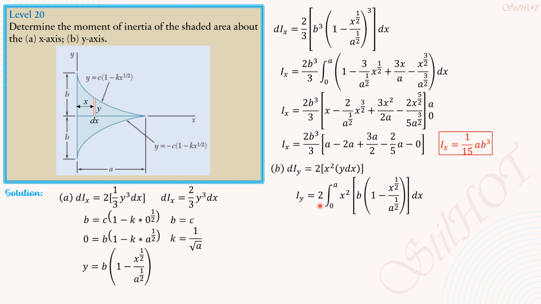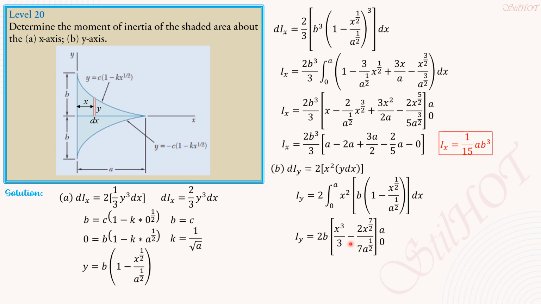So Iy is 2b, then the integral of x squared times 1 is x cubed over 3, then minus the integral of x to the 5/2, which is 2 over 7 x to the 7/2, then divided by a to the 1/2. So Iy is 2b, quantity x cubed over 3 minus 2 over 7 x to the 7/2 over a to the 1/2.